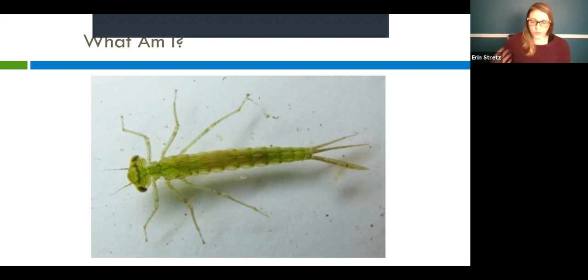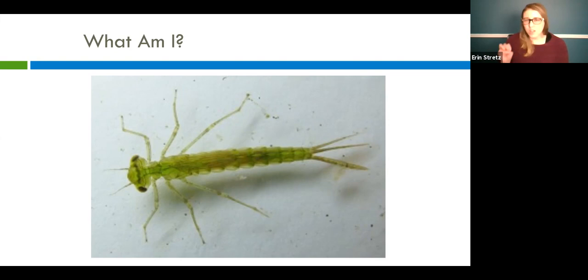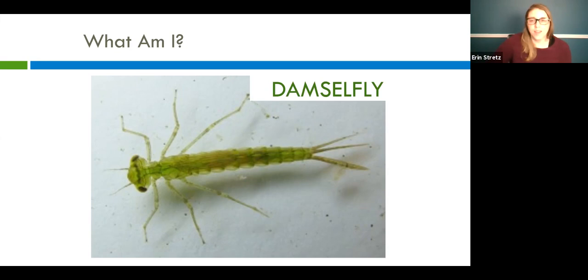Right, so here we have a damselfly. We have what look like three tails at the end, but they're actually a little bit wider. So those are going to be our gills at the end of the body. And we have that smooth abdomen, no gills along the abdomen. So we have a damselfly. Excellent.